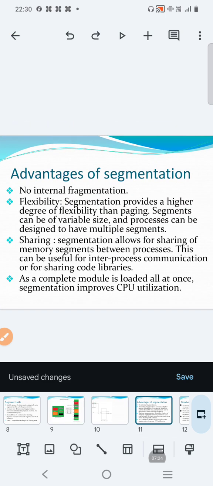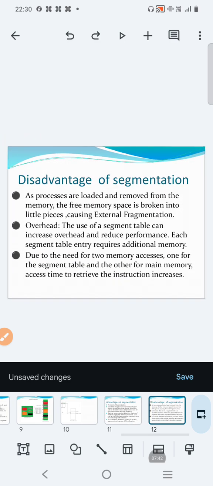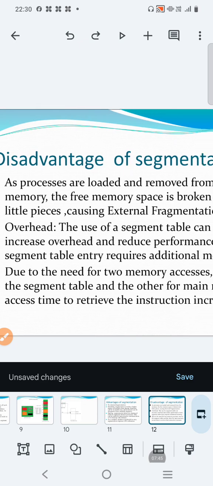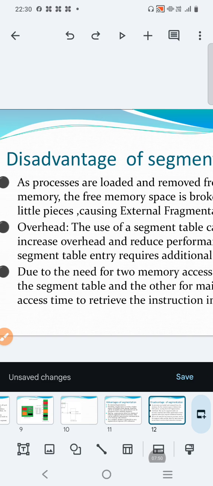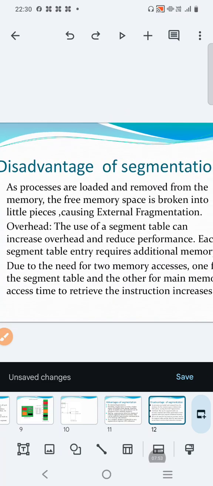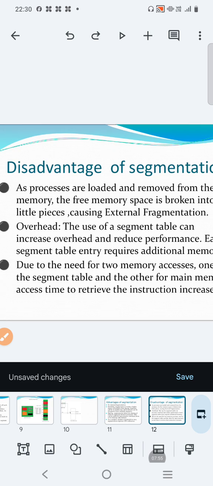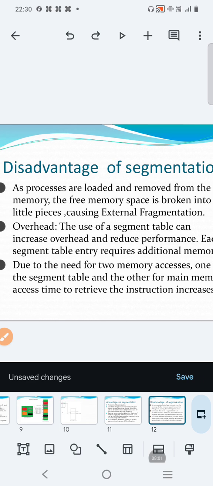What are the advantages of segmentation? There is no internal fragmentation, there is flexibility, and resources can be shared. As for disadvantages, as processes are loaded and removed from memory, the free memory space is broken into little pieces, causing external fragmentation and overhead. The use of a segment table can increase overhead and reduce performance.